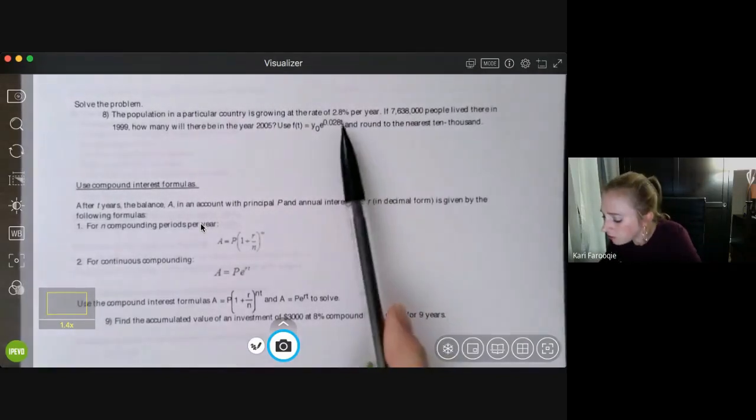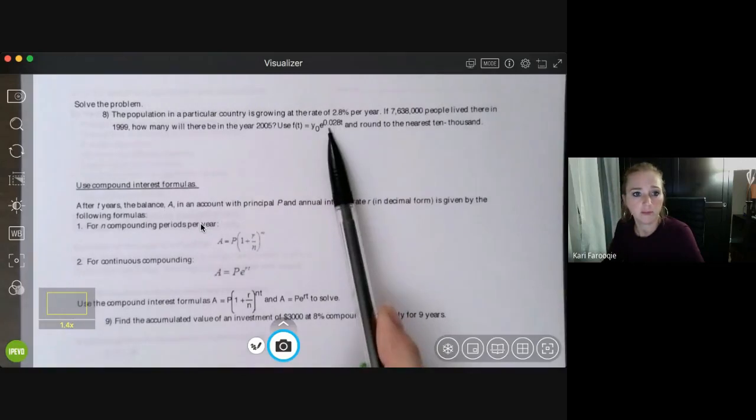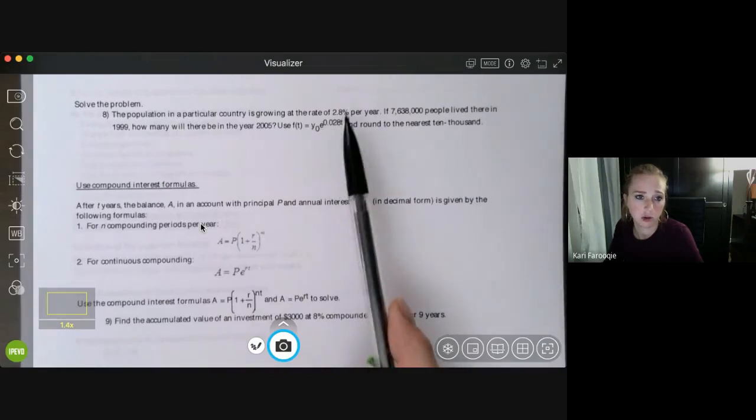But when you are given this rate in the function, it's given to you not as a percent, but as a decimal. We never use percents in any sort of growth or decay functions. So it's given to you here as 0.028 to represent the 2.8%.